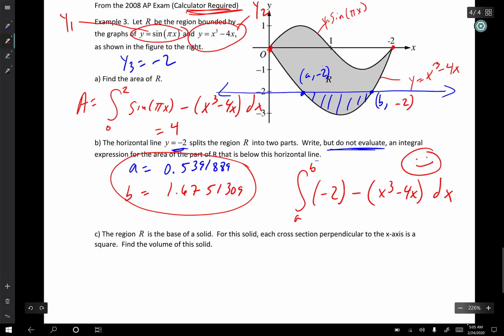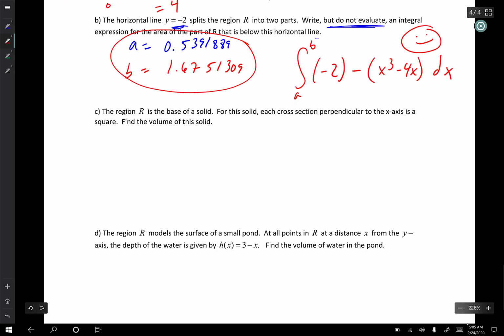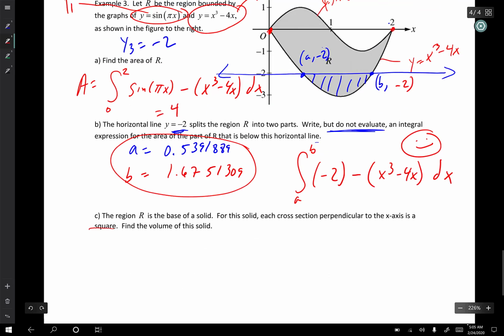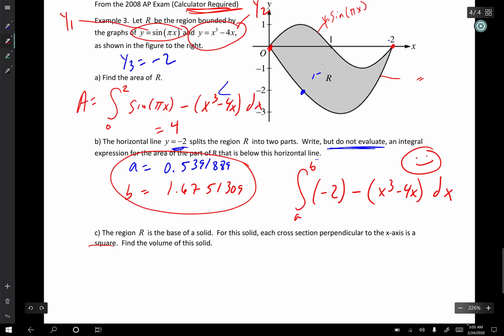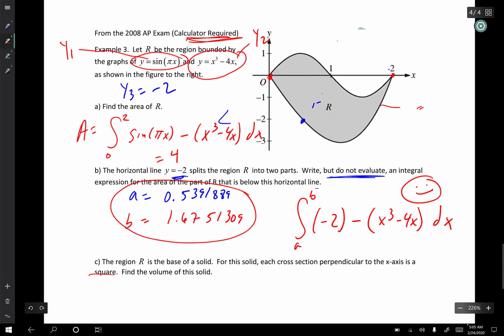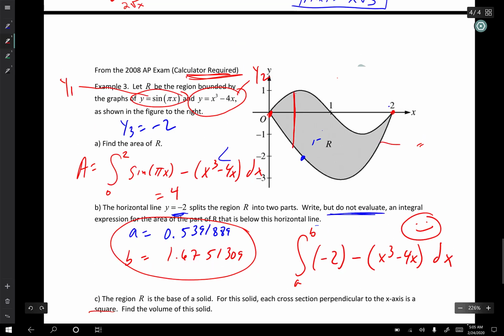Beautiful. All right. The region R is the base of a solid. For this solid, each cross-section perpendicular to the x-axis is a square. Find the volume. Okay, so here's what's happening, guys. I'm going to go as slow as I can go. I have cross-sections perpendicular to the x-axis. So here's my slice right there. And coming out of this paper, or coming out of the board, is a square.